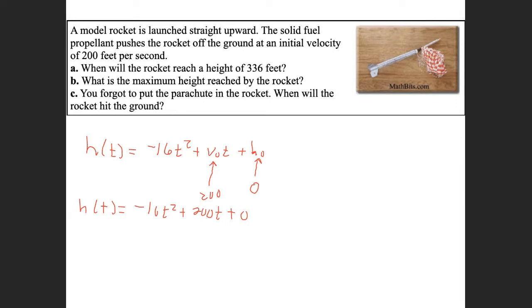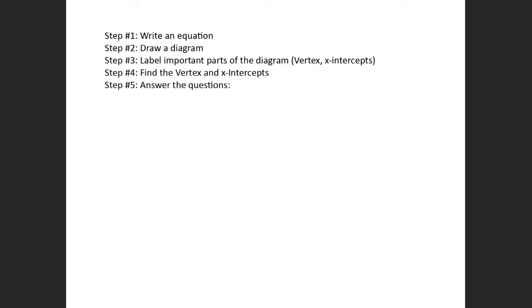Now, what type of things should you be doing when you have a problem like this? Okay. So this is what goes through my head. I want to write my equation. So I've got h of t is equal to negative 16 t squared plus the initial velocity times time plus the initial height, which is 0. So I've got my equation.